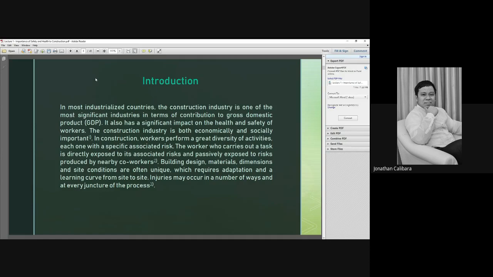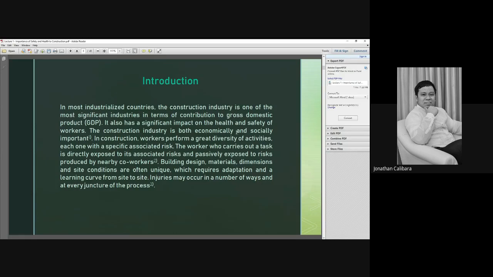For example, items of work in a house. Simple work, for example, is bending of rebars, carpentry. These are simultaneous works. Laying out a foundation, excavation, hauling, and other works that are related to construction. So each one has a specific associated risk. Of course, there are lots of risks, and we are only in the introduction, so we cannot discuss everything yet.